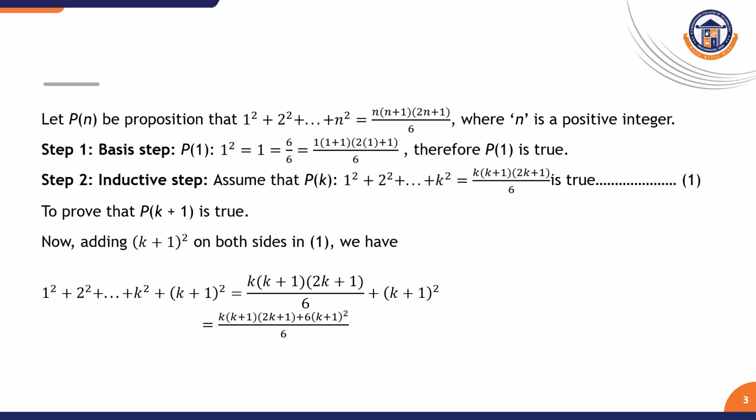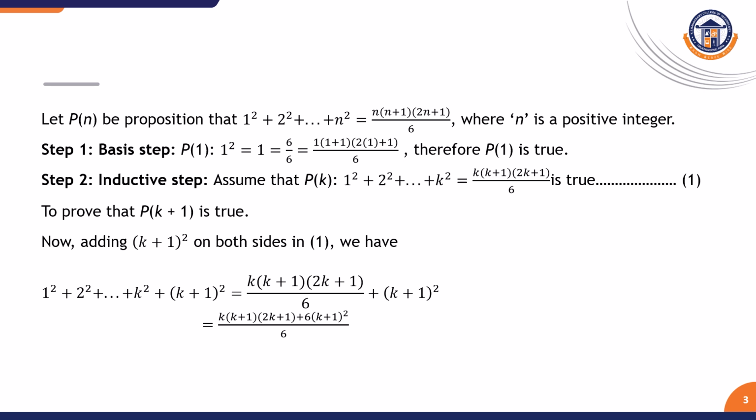Step 1 is the basis step. In this step we are going to verify P(1) is true. To verify this, just replace n by 1 on both sides. Here n equal to 1 means the left hand side is 1 squared. On the right hand side we also put 1, and we get 1. So 1 is equal to 1. Therefore P(1) is true. Now we move into the second step, which is called the inductive step.